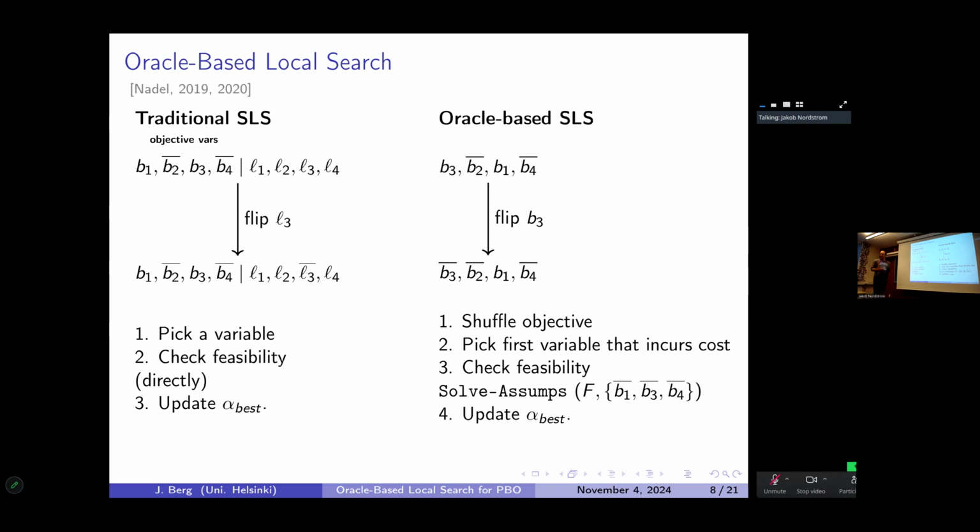But the contrast to what we call Oracle-based SLS is that you're only looking at your objective variables, and your search is over the objective variables. So you have some assignment and some ordering of your objective variables, and now you want to start improving that. Here B3 is incurring costs, so let's try flipping B3 to false. And now you use your Oracle, your SAT solver or your Pseudo-Boolean solver, to check whether or not that assignment of the objective variables can be extended to a solution.